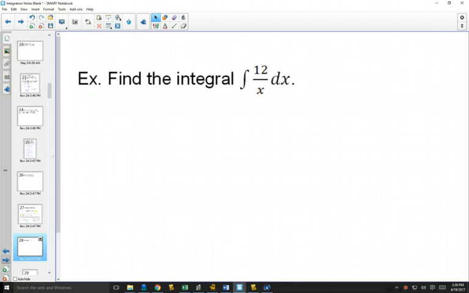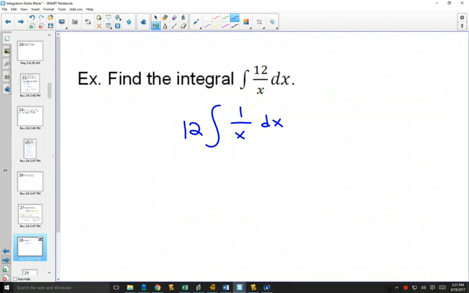So here we have the integral of 12 over x. We have a single x on the bottom. Perhaps we want to use the property where you can bring out a constant in front, so it's really obvious that you have a 1 over x. And the integral of 1 over x is the natural log of x plus c.